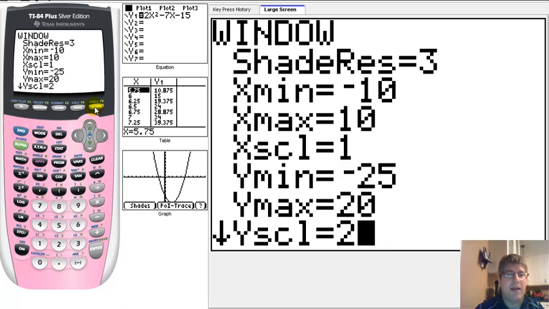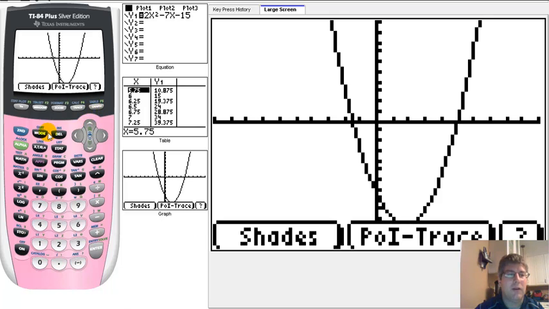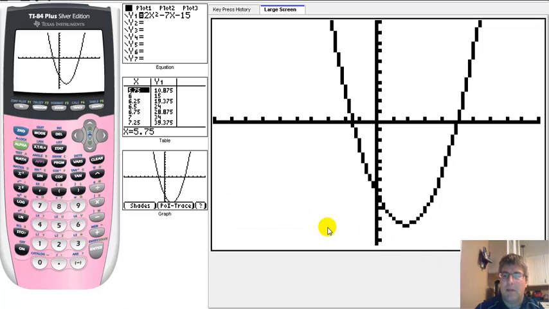And I'll hit the graph button. And let's see what we get. Excellent. We get a nice looking parabola. I can see the bottom, the vertex. I can kind of eyeball where those x-intercepts are. But I want to find exactly where they are.